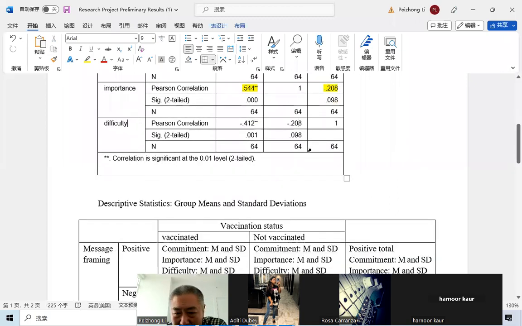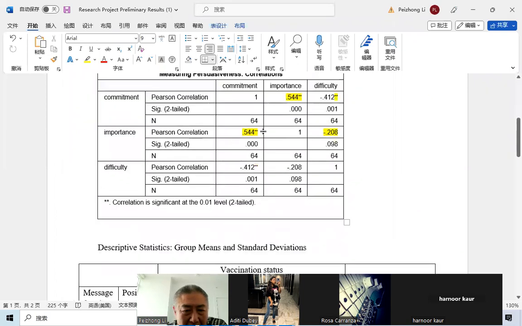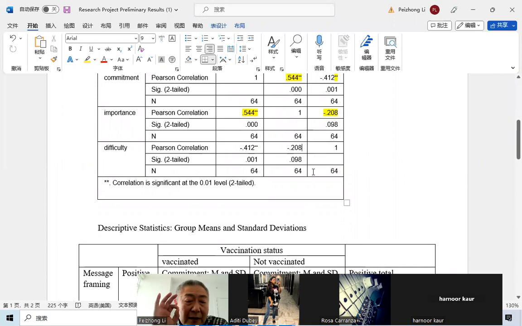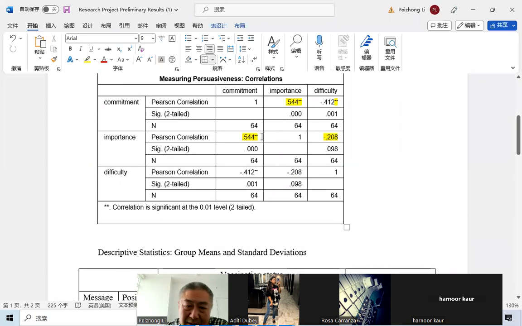So you look at this correlation table, and then you write about your conclusions. Overall, consistency or reliability is good, but there's maybe some questions about the last question, difficulty, how difficult it is. Is that a good measurement of persuasiveness? That's a little bit questionable.